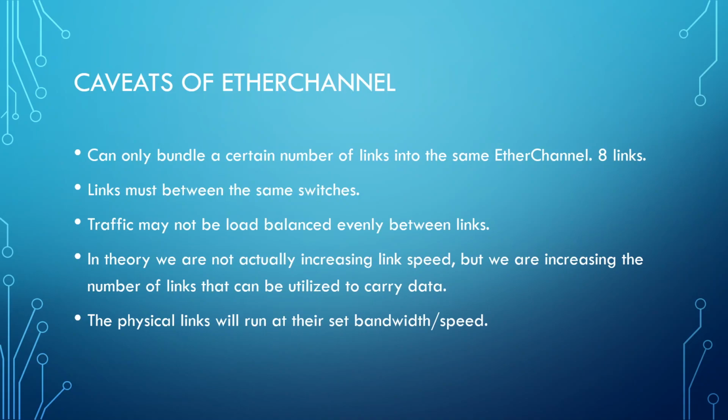And in theory, we're not actually increasing link speed. Let's say I combine 2 1 gig links into an EtherChannel. The links are still operating at 1 gig, because the 1 gig defines how fast I can serialize bits onto the wire. No, we're not increasing the speed of the links, but we're increasing the overall bandwidth, because we're saying that we can use more links at once, which therefore increases how much data I can send at one time, or how much data I can send overall over these links.